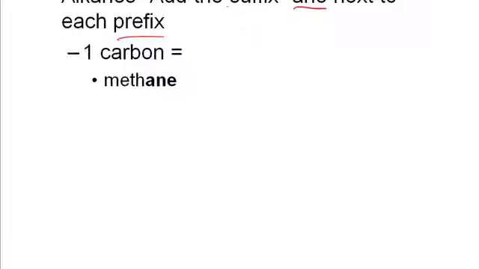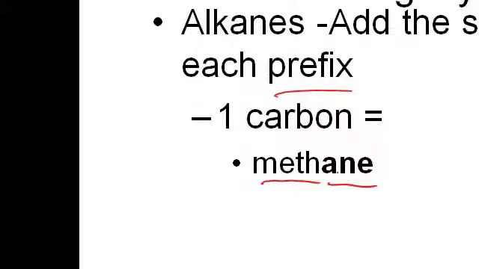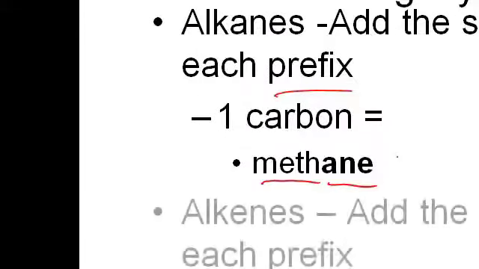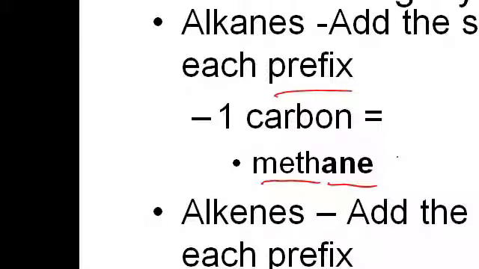So taking a look here, whenever you're dealing with an alkane, you have to be able to recognize it based on the pattern of carbons to hydrogens. When you recognize an alkane, you add the suffix ane at the end next to each prefix. For example, if you have 1 carbon in your alkane, you are a meth, and then you add the suffix ane. 2 carbons would be eth, and then ane at the end.